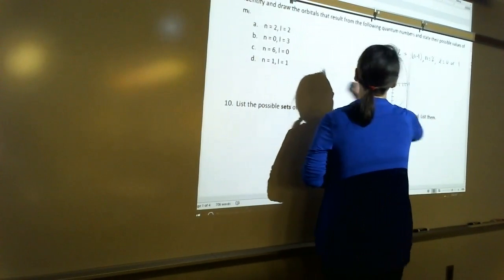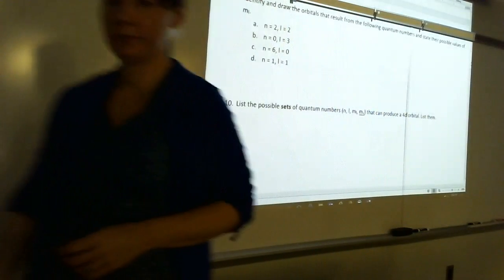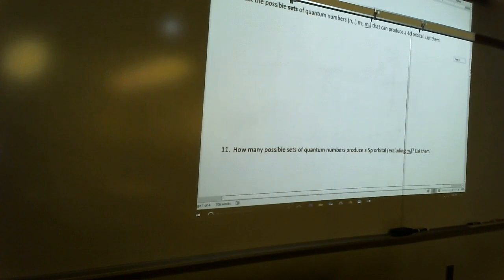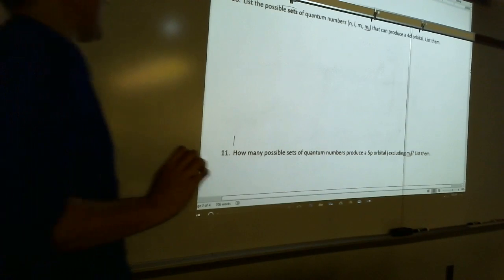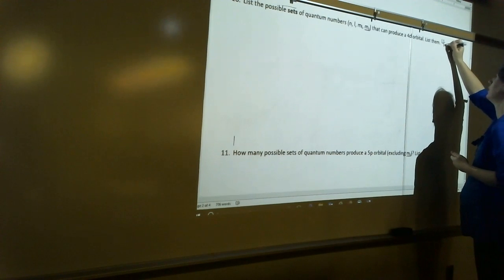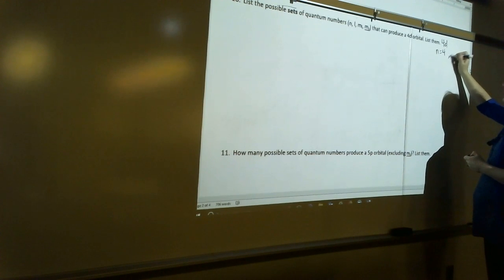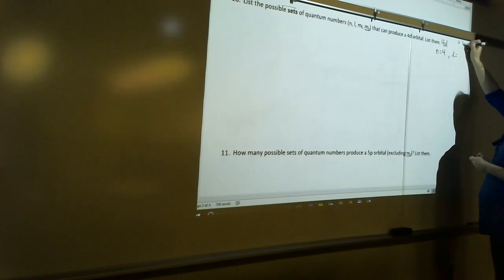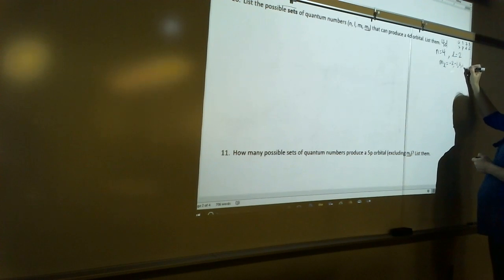Okay. Last one. Oh, second to last one, sorry. List the possible sets that can produce 4d, including m sub S. All right, so if we've got 4d, what does that mean n is? 4. And what does that mean l is? 0, 1, 2, 3, s, p, d, f. That's 2. So that means m sub L falls into what range? -2, -1, 0, 1, 2.